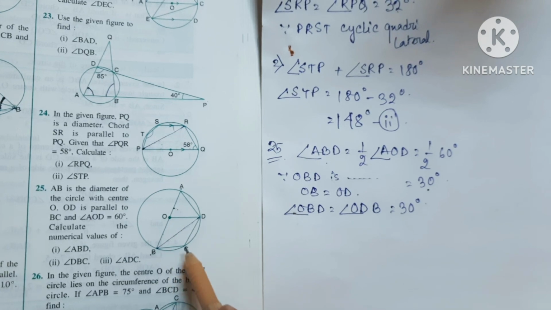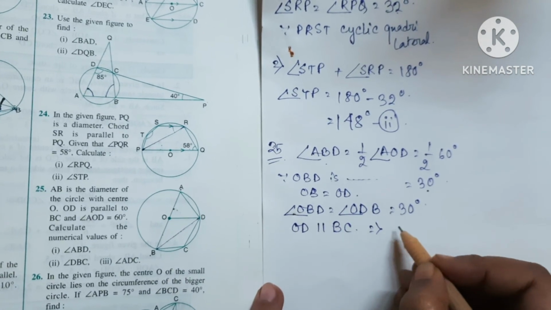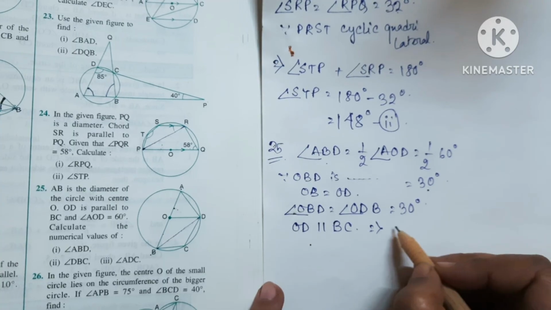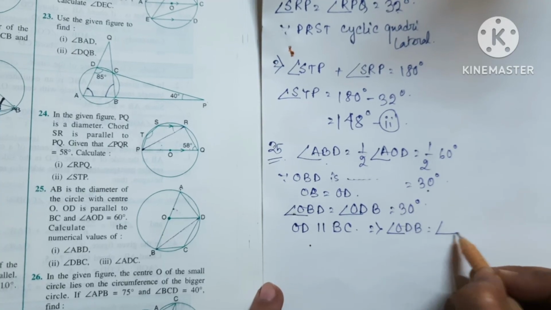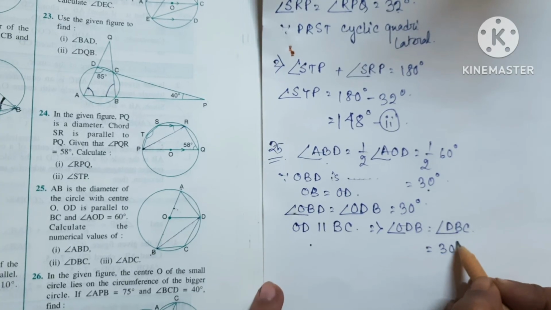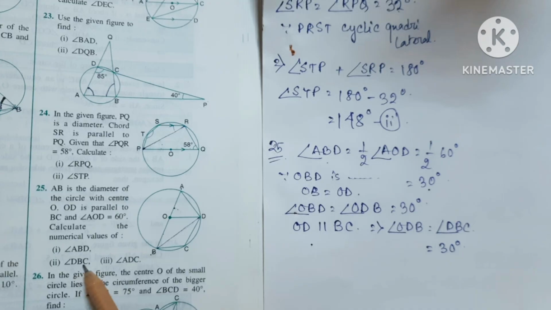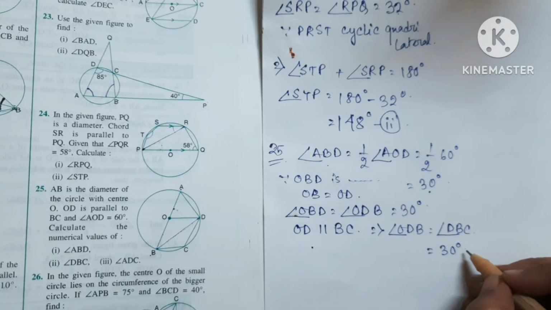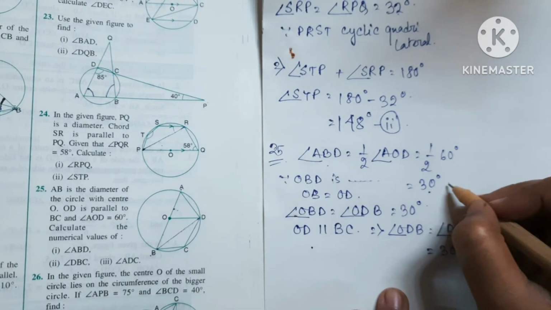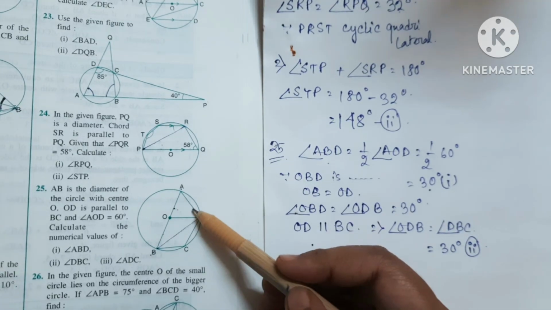Now OD is parallel to BC. That implies angle ODB is equal to angle DBC because they are alternate angles. So this is also 30 degree. Okay. So the answer of the second question, DBC, is also 30 degree. So this is the answer of question 2. This is the answer of question 1. Yes. Now ADC, this one.